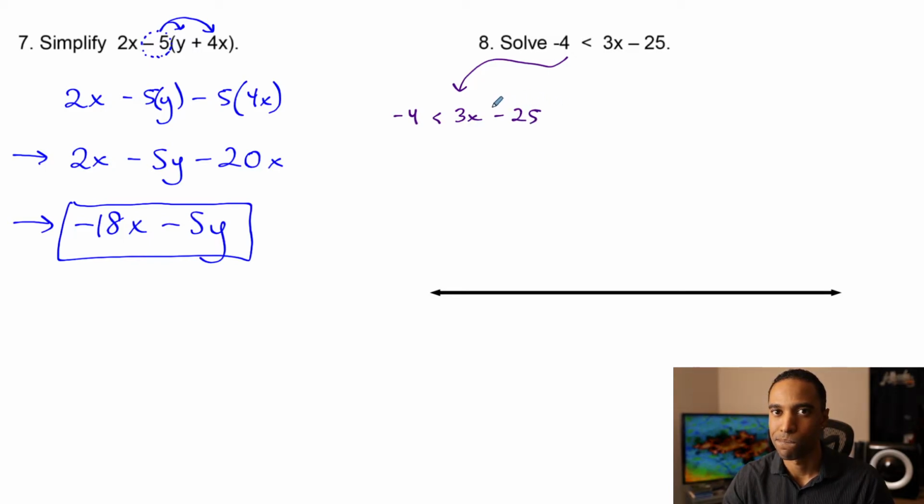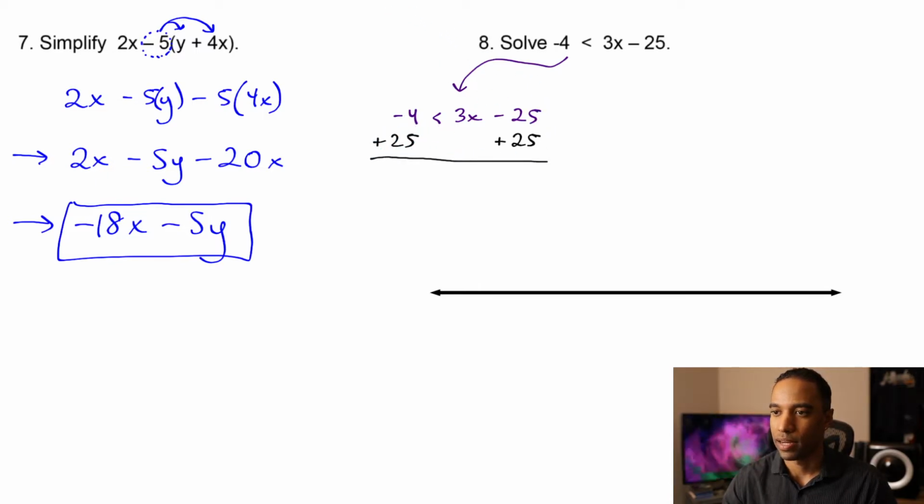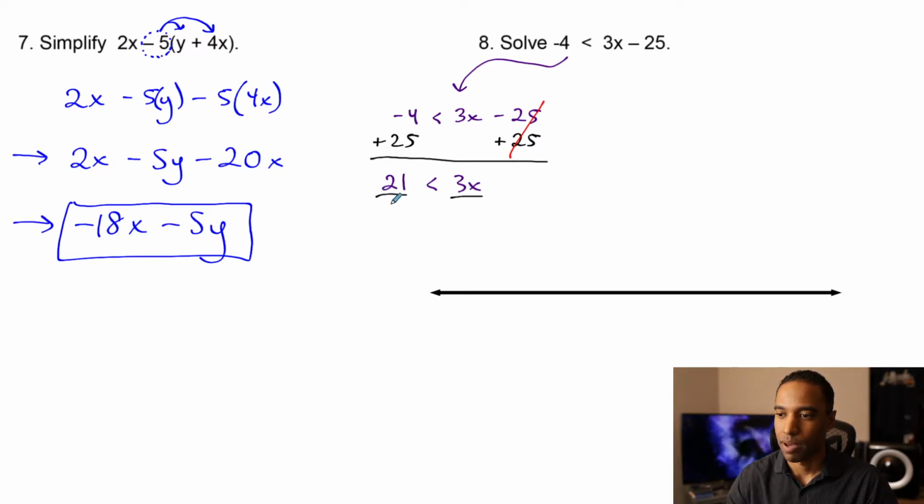I'm going to leave the x on the right side for this first step. This first way. Add 25 to both sides. Okay. And then we get 3x equals 21. Not equals. I have 21 on this side. I have the less than symbol. 21 is less than 3x. There we go. And then I divide both sides by 3.